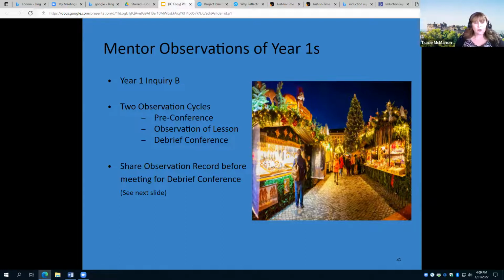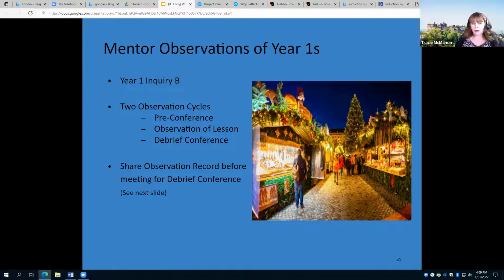As I said before, they have two observation cycles. From your end, you have that pre-conference. You've gone over everything in that timeline I was talking about, where you review the whole document and say, okay, this is what we need to do. Then you want to set a time for what we call a pre-conference.